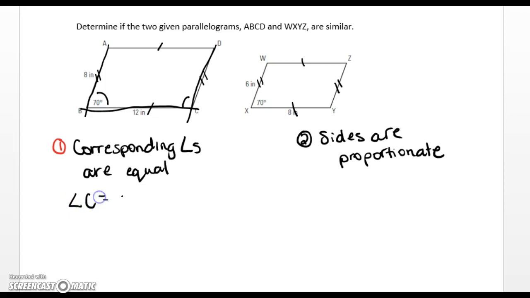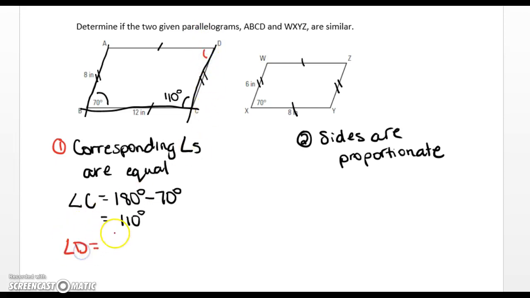So to find angle C, we're going to take 180 degrees and subtract 70 degrees. So subtract your known angle. So 180 degrees minus 70 degrees would give you 110 degrees. And we can do the same thing to find the rest of our angles. So now let's find angle D here, which I'll do in a different color.